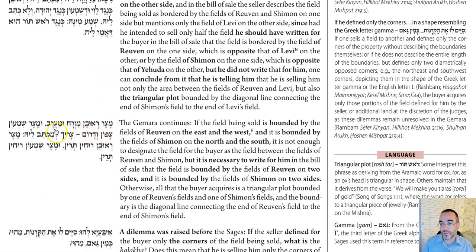Me'eser Reuven mizrach u'ma'arav, u'me'eser Shimon safon v'darom, tzarich l'michtav le me'eser Reuven ruchin teren, u'me'eser Shimon ruchin teren. If you have a case where Reuven is adjoining a certain piece of land on the east and on the west, and Shimon owns the land that's on the north and the south, and you want to sell that square piece of land in the middle, then you have to write the land that is bordered by Reuven on 2 sides. The 2 sides are east and west. And that is bordered by Shimon on 2 sides, meaning the north and south.